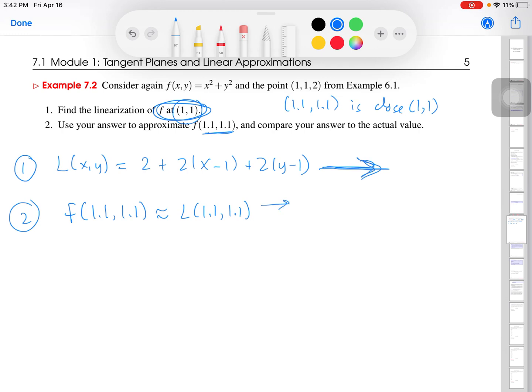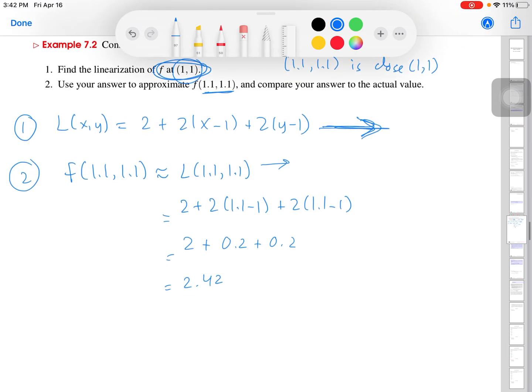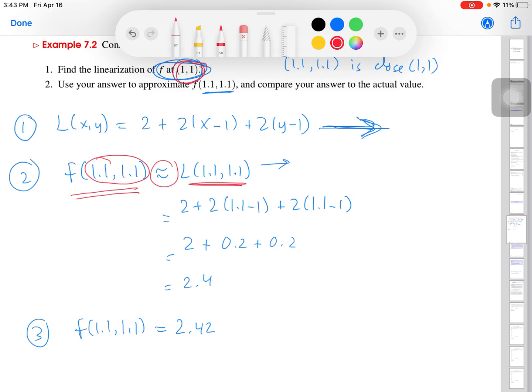Okay, so then I'm just going to basically write down, using this L of (x, y), what this L of (1.1, 1.1) is. This is 2 plus 2 times (1.1 minus 1) plus 2 times (1.1 minus 1). So I get 2 plus 0.2 plus 0.2. I get 2.4, sorry. I'm skipping ahead a little bit because it turns out that f of (1.1, 1.1) is exactly 2.42. So again, this gives you another good example to help solidify these concepts. The function's value at a point that is near the point we calculated the tangent plane at is approximately the value on the tangent plane, which is 2.4. And that's very close to the actual value of 2.42.